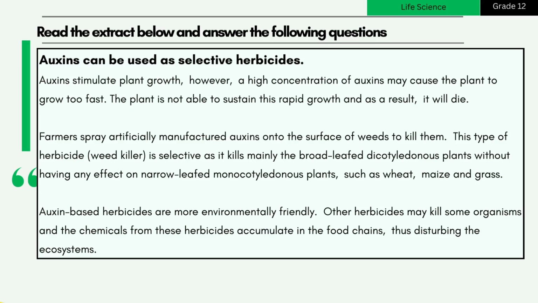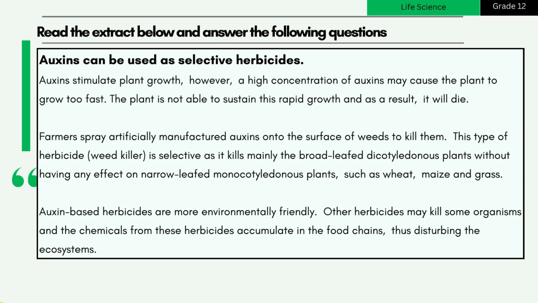Read the extract below and answer the following questions. Auxins can be used as selective herbicides. Auxins stimulate plant growth, however, a high concentration of auxins may cause the plant to grow too fast. The plant is not able to sustain this rapid growth and as a result, it will die. Farmers spray artificially manufactured auxins onto the surface of weeds to kill them.